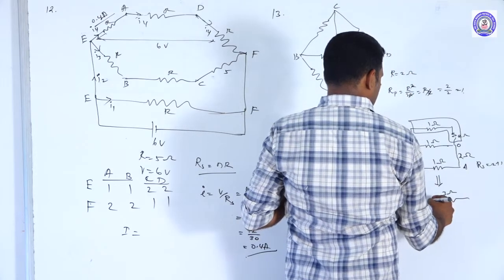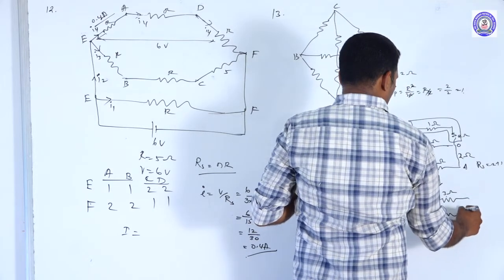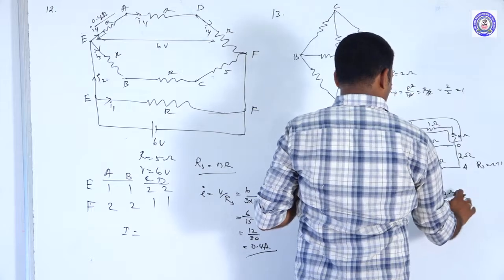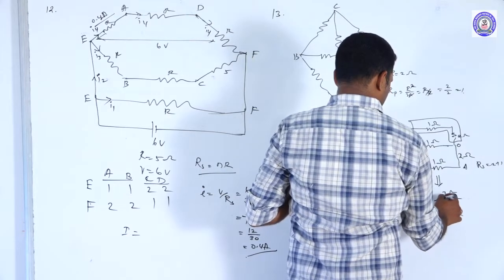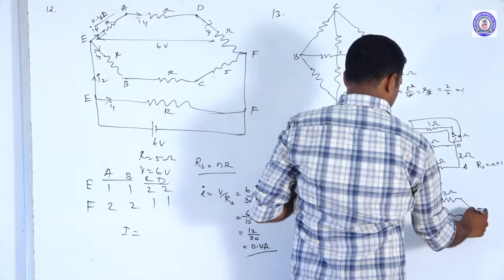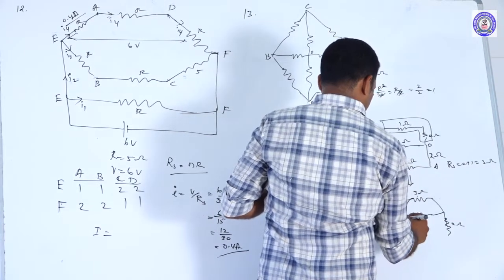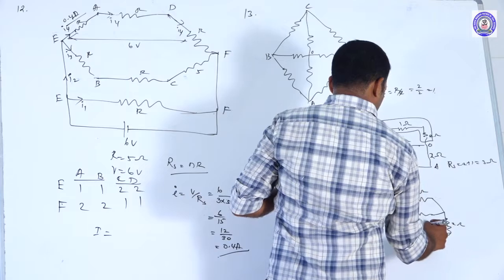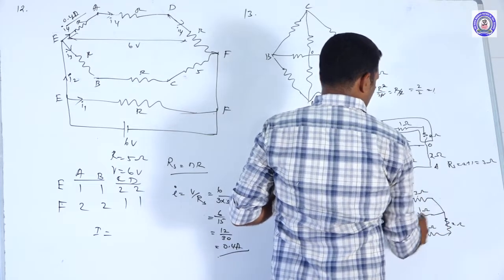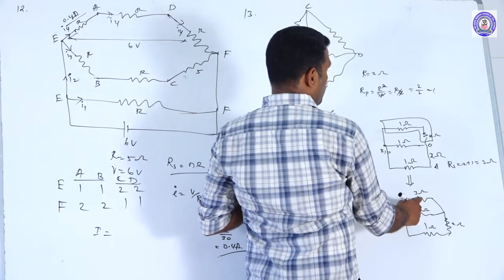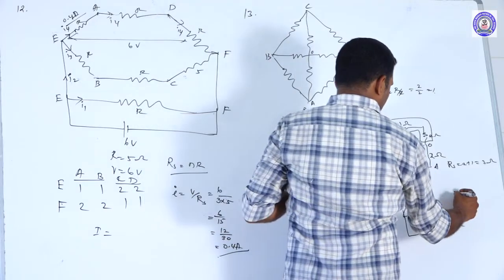So I have a 3 ohm resistance here, a 1 ohm resistance, and then this 2 ohm is still there, and this is 1 ohm. The 3 ohm and 1 ohm are in parallel. We have to calculate the effective value.